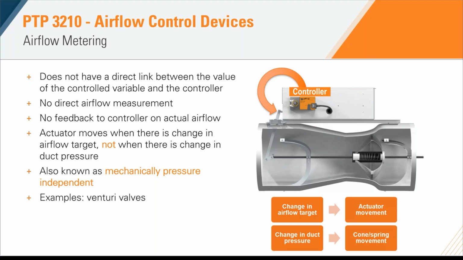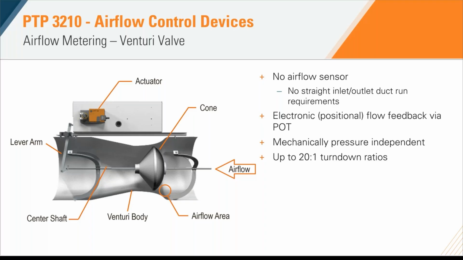So here we have that Venturi valve. The Venturi valve, again, is an airflow metering style technology. As I mentioned, there's no airflow sensor inside the airstream. So the benefit of that is we don't require any straight inlet or outlet duct run requirements because there's no sensor directly inside the airstream calculating and measuring airflow for us. So we can put a 90-degree bend right before and after that valve and still be able to control accurately.